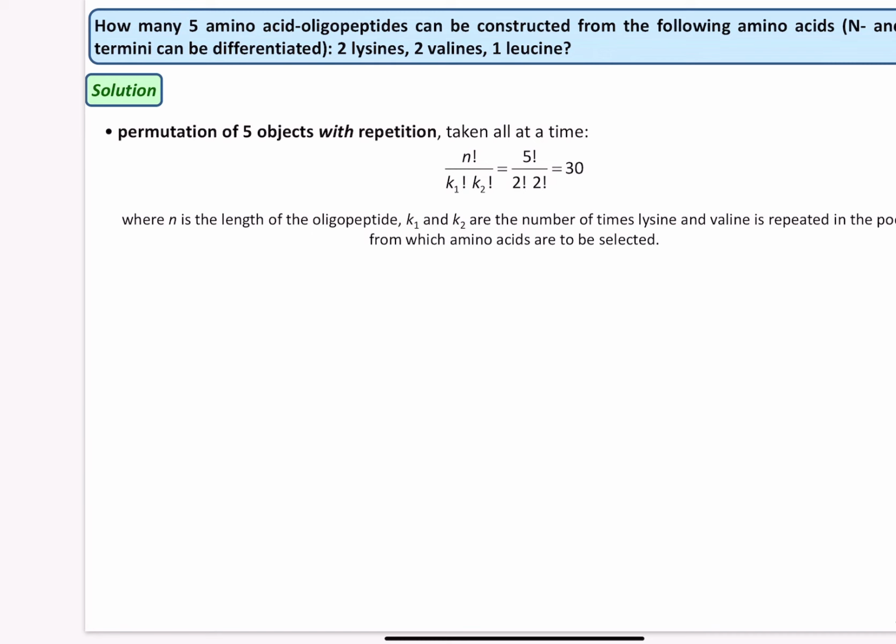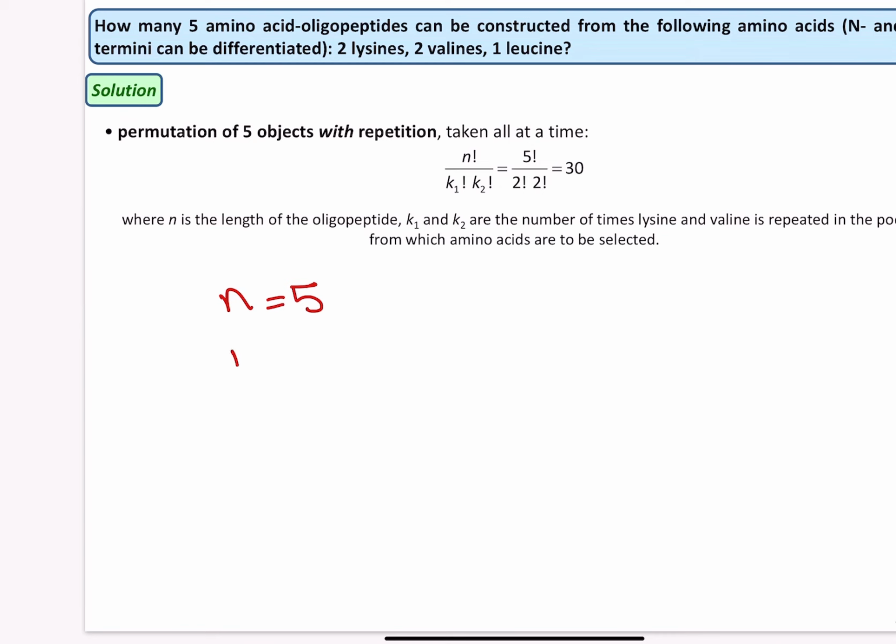So the total number of amino acids available is 20, but that doesn't matter. He said how many 5 amino acid oligopeptides can be structured from the following amino acids. So he is going to use all 5 amino acids, but there is a repetition: lysine and valine are repeated. So how can I answer this one? I can write n equals 5 amino acids. What is the repetition?